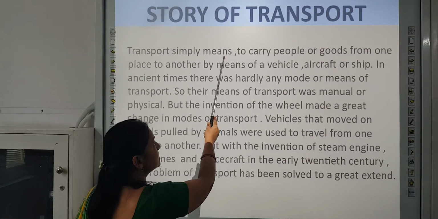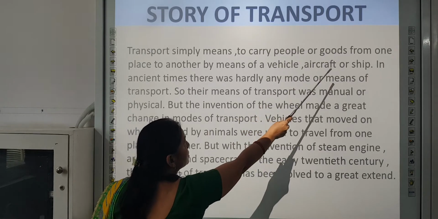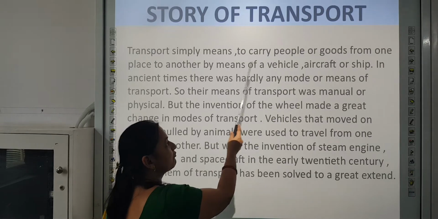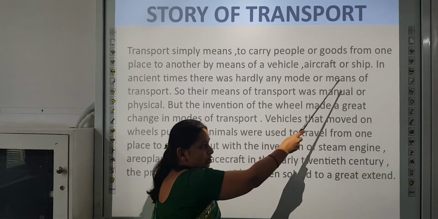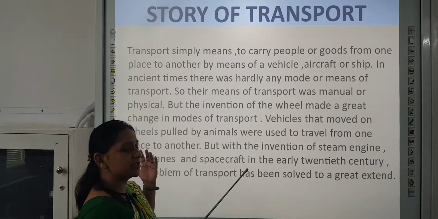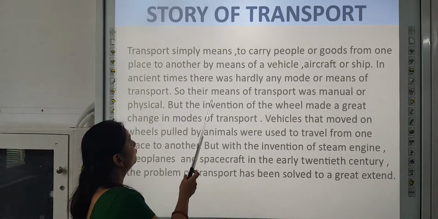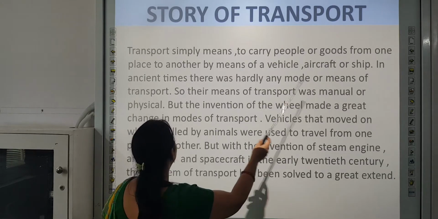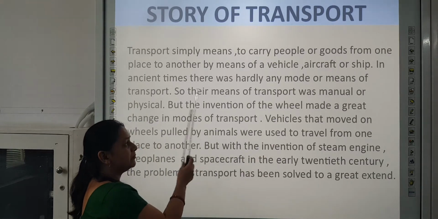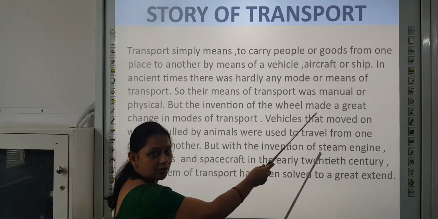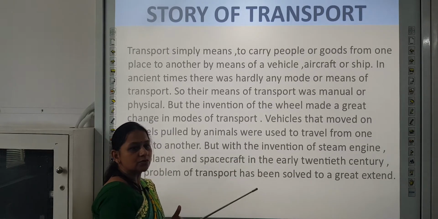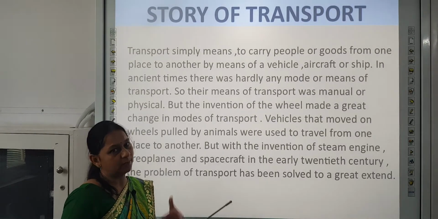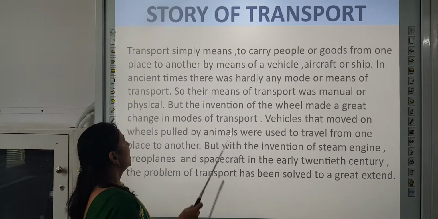Transport simply means to carry people or goods from one place to another, maybe by means of a vehicle, aircraft or ship. What happened in ancient times? In earlier times there was no means of transport, or hardly any means of transport was present. So their means of transport was manual, which means people usually went walking. They used their feet for going from one place to another.